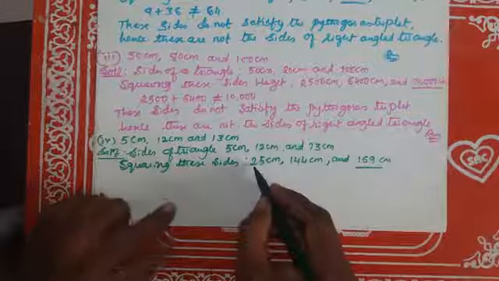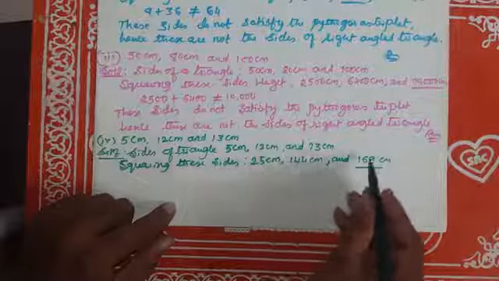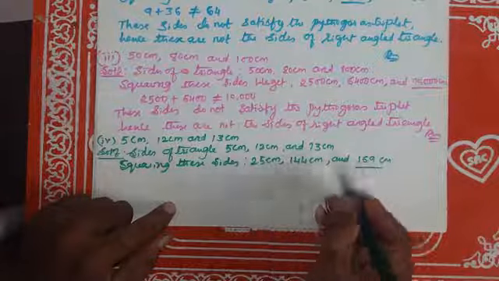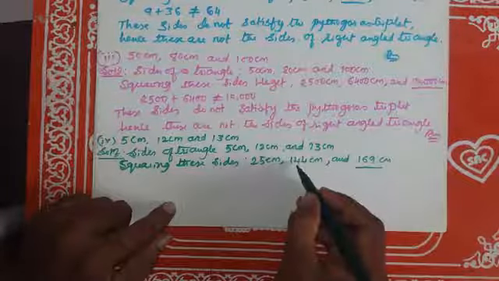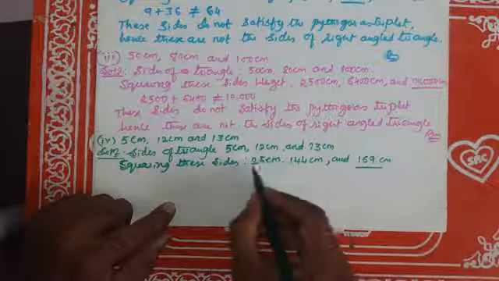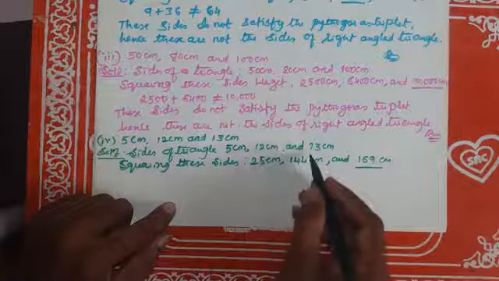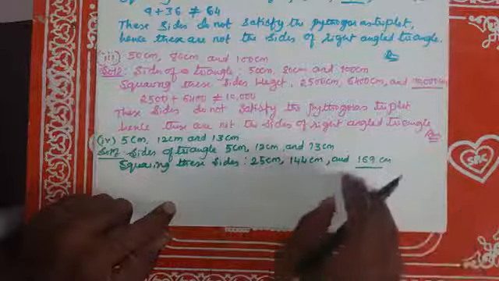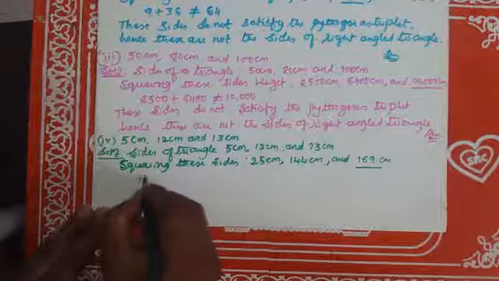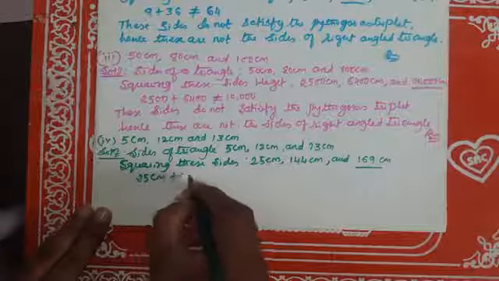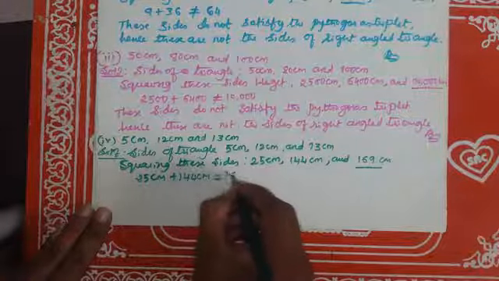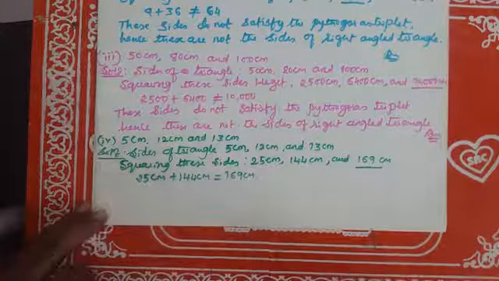169. Okay, see if the sum of these two sides is equal to the longest side. See 144, 5 plus 4 is 9, 4 plus 2 is 6, 1 as it is. The sum of these two sides is equal to the longest side. See, 25 centimeter plus 144 centimeter is equal to 169 centimeter.